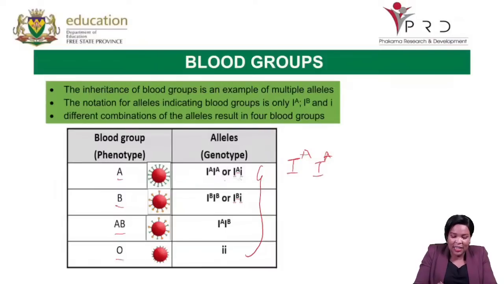Then what are the alleles if you were to cross the blood groups? For blood group A, you can have a homozygous blood group A or a heterozygous blood group A.